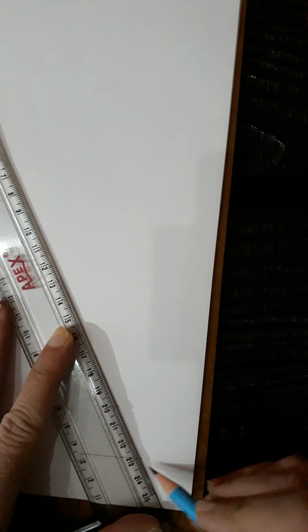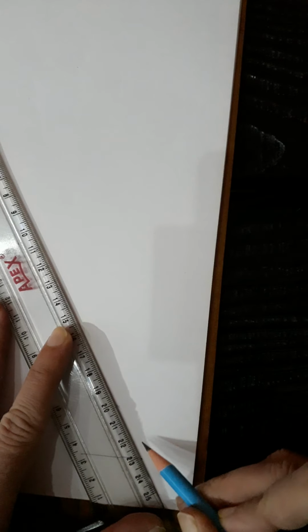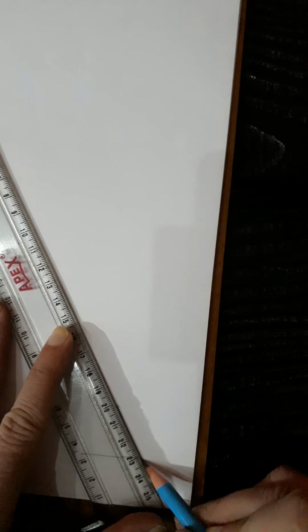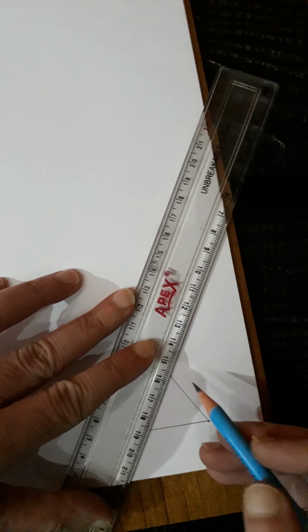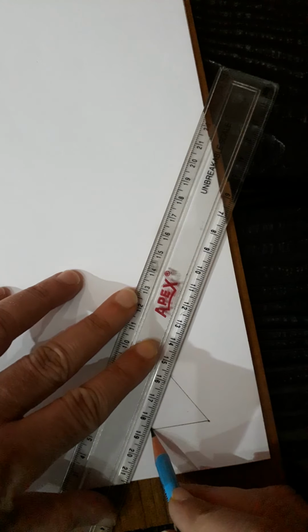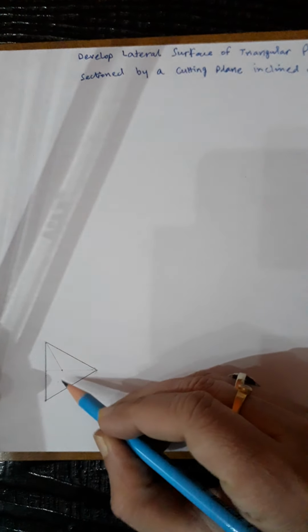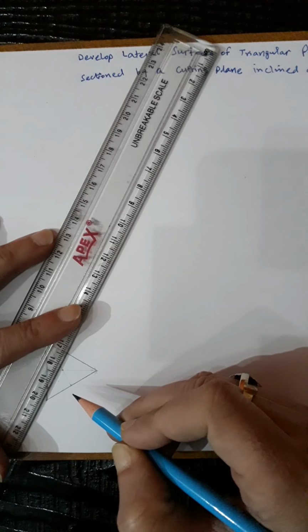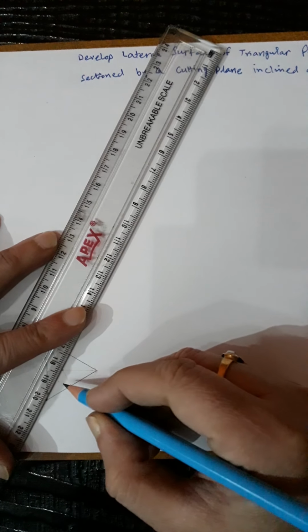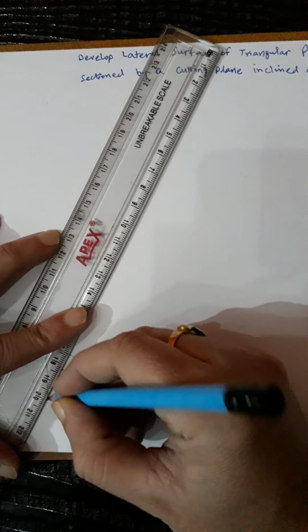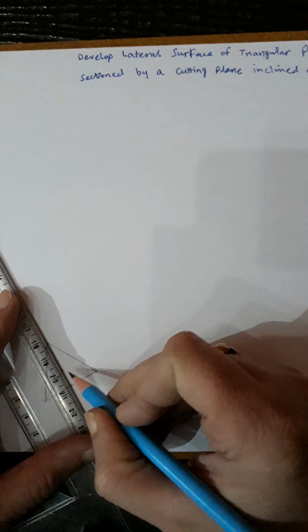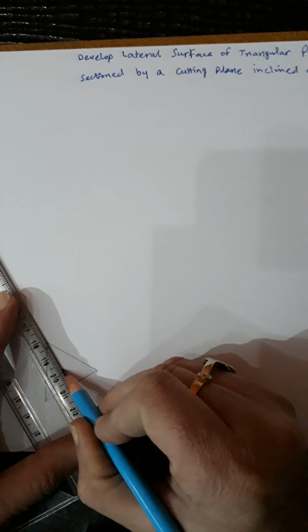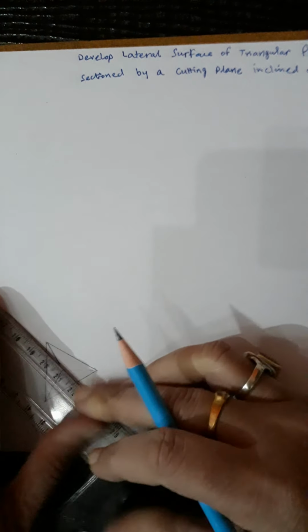Now you can join the other edges of the triangle. It is 30 mm each, an equilateral triangle. I'll be finding the center of this. I found the center by joining the perpendicular bisectors. Now you can join all these vertices to the center, because it is a pyramid. So this is the top view.